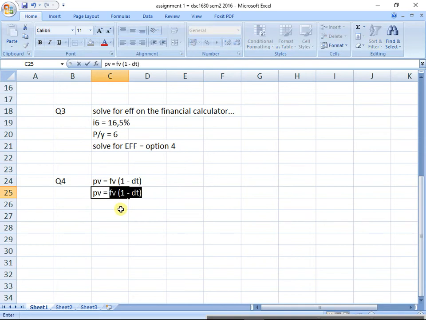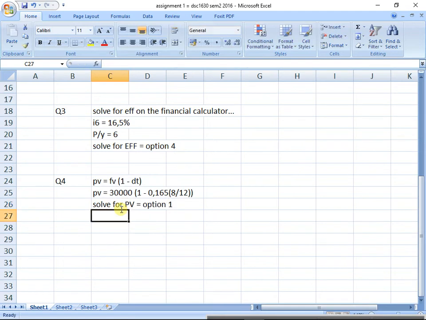So PV equals 30,000. Open brackets 1 minus the discount rate of 0.165 times 8 over 12, close brackets, solve for PV, and PV comes out to option 1. Yes. Nice, you even had the answer before me. Okay, good. So simple interest is simple. That's the point I'm trying to make. Don't overcomplicate it. Okay, question 5.